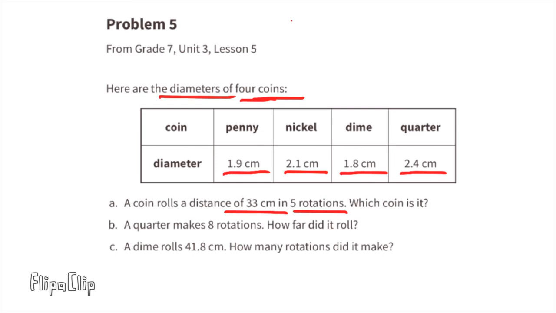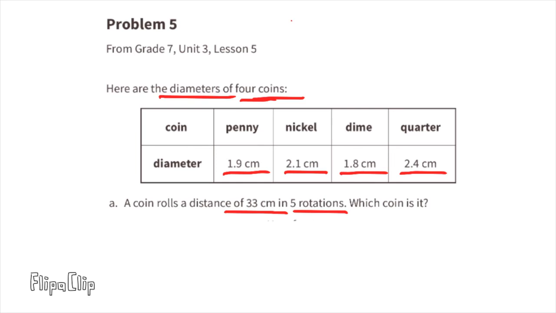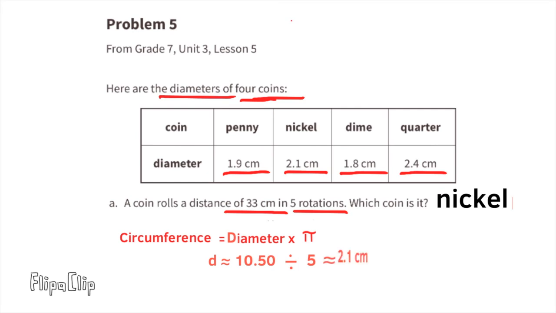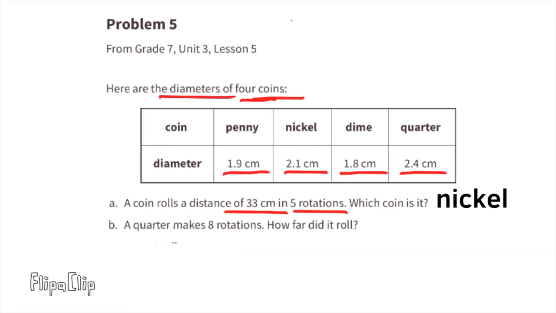Here are the diameters of 4 coins. A coin rolls a distance of 33 centimeters in 5 rotations. Which coin is it? That means it rolled its circumference 5 times and traveled 33 centimeters. The circumference is diameter times pi. 33 centimeters equals diameter times pi. Divide both sides by pi and you have the diameter equals 10.5. Divide that by 5 for the 5 rotations and you have a coin with a diameter of 2.1 centimeters, which would be a nickel.